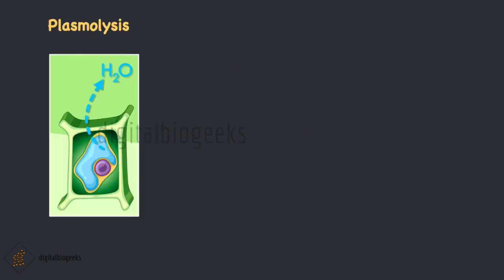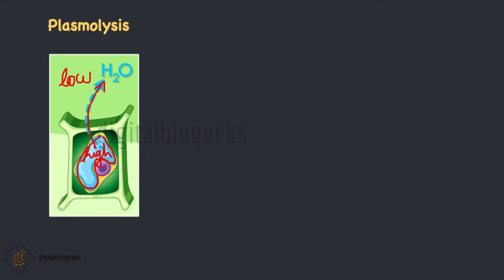Now let's learn plasmolysis. Let's place a cell in hypertonic solution. In hypertonic solution, the water concentration is low outside the cell and high inside the cell. As a result, the water will flow from the cell to the outside solution. This will lead to the shrinkage of the cell. Here you can see the cell is shrunk.